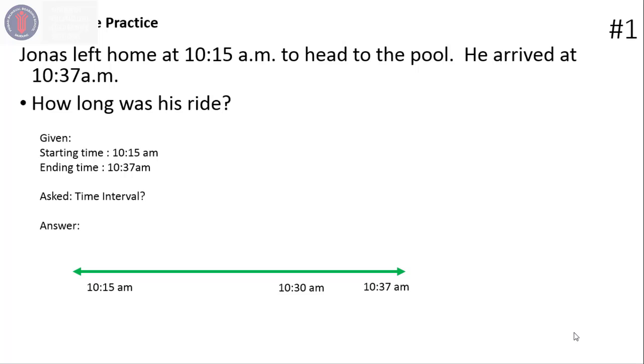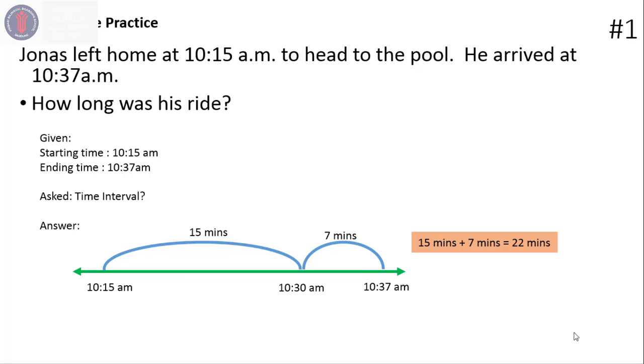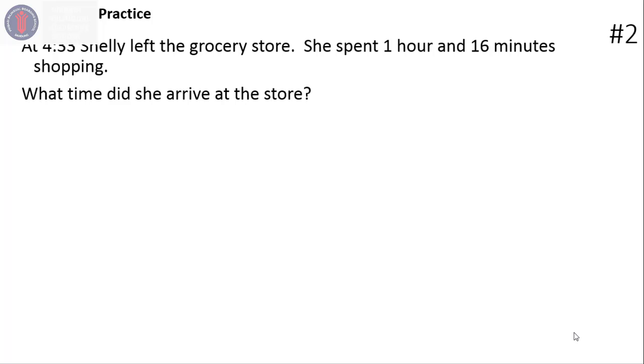Let's count. If you need some help, you can put 10:30 or 10:20 to help you calculate the time. So from 10:15 to 10:30 is 15 minutes. So this one is 7 minutes. So if you ask how long was his ride, we just need to add 15 minutes plus 7 minutes. It's 22 minutes. So Jonas rode 22 minutes from home to the pool. Let's see the next question.